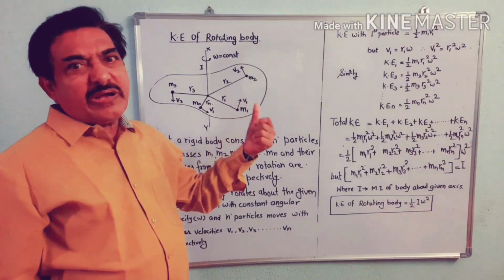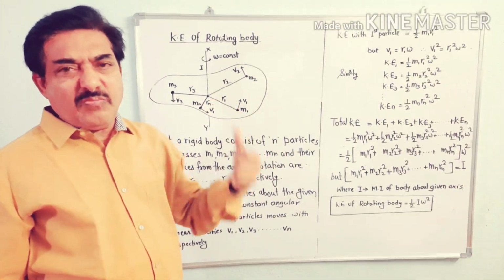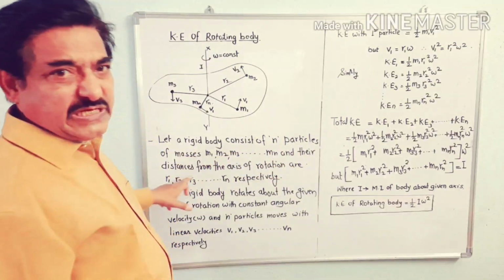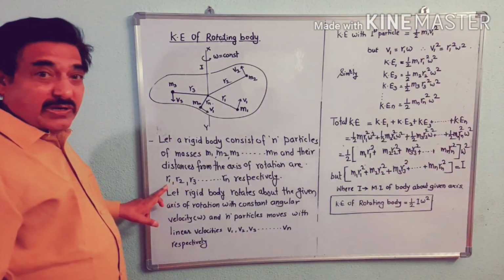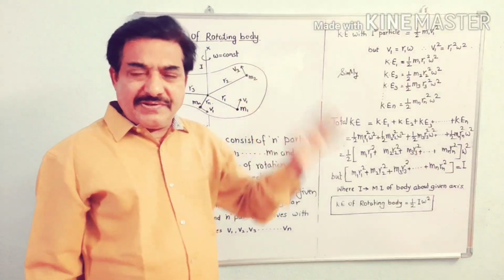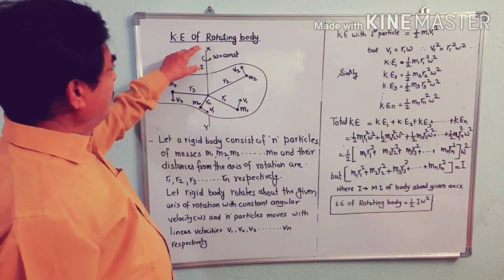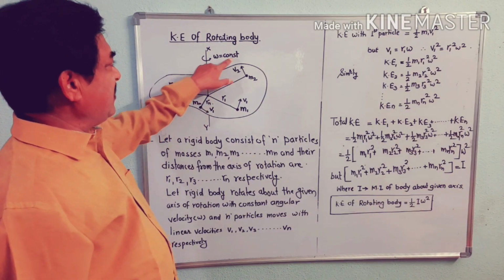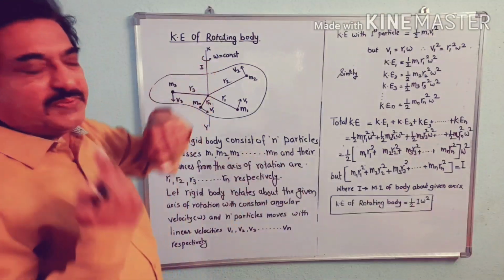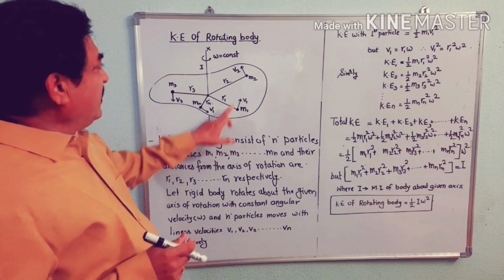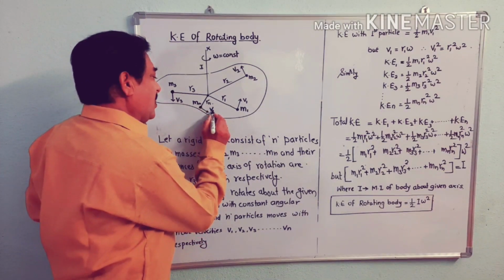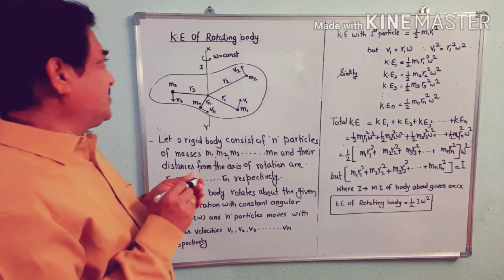Let this rigid body consist of n particles of masses m1, m2, m3, ... mn, and their distances from the axis of rotation are r1, r2, r3, ... rn respectively. Let this rigid body be rotating about the given axis of rotation xy with constant angular velocity omega. So its speed of revolution is constant. And v1, v2, v3, ... vn will be the velocities of the n particles respectively.